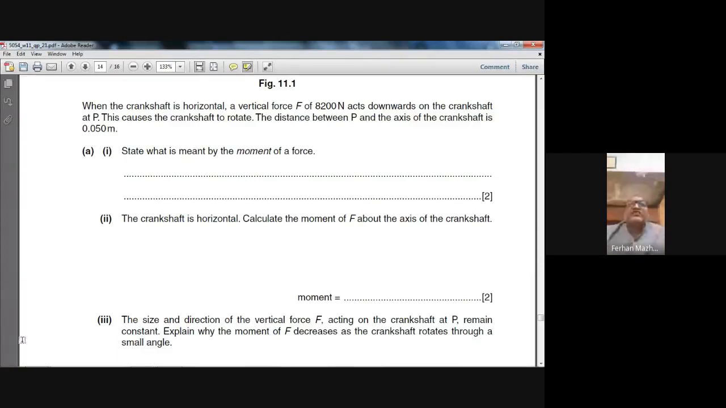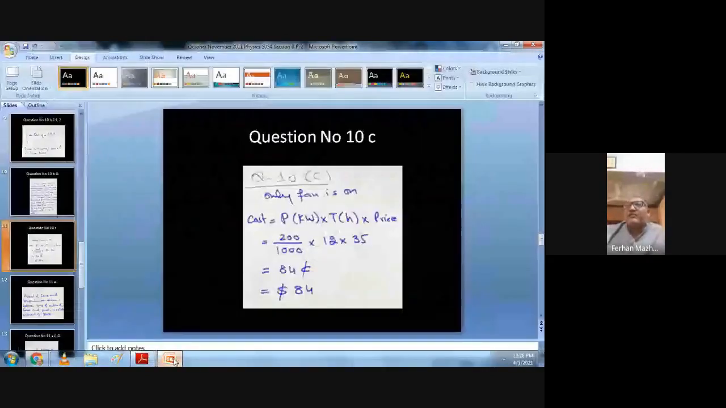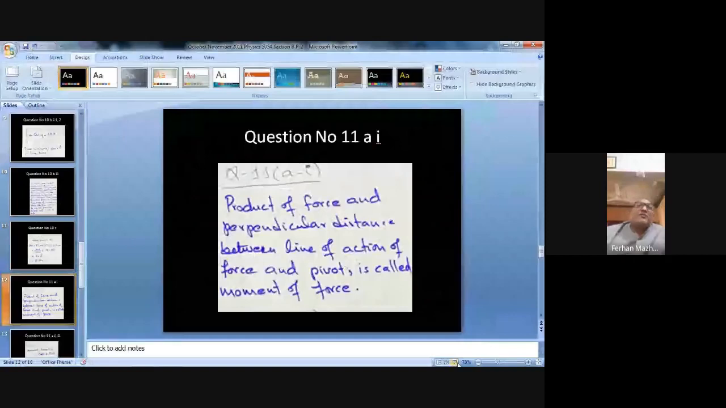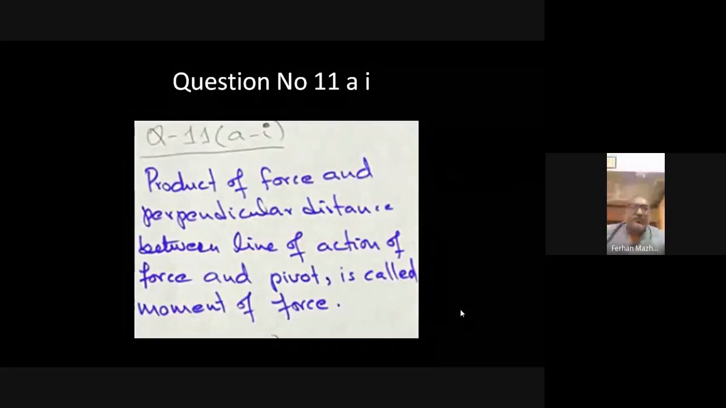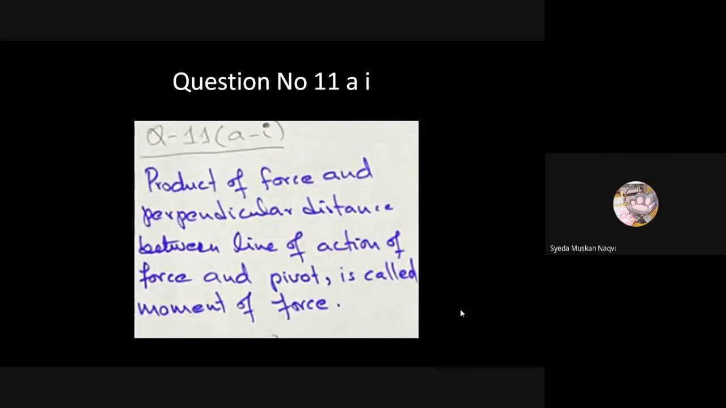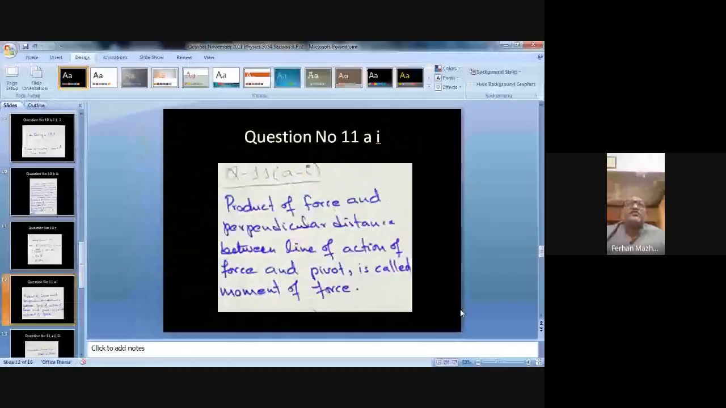I have written this answer as well. Let me show you my answer, and then we will check from the marking scheme also. The moment is the product of force and perpendicular distance between the line of action of force and pivot, is called moment of force. Done, sir. Okay, so let's check the marking scheme quickly, and then we move to the next question.